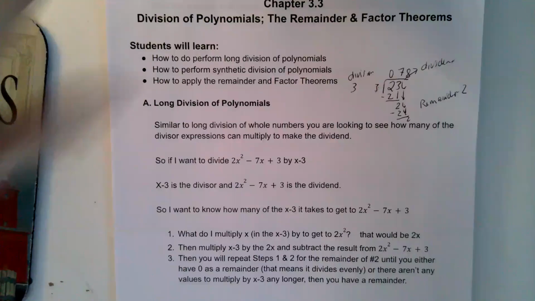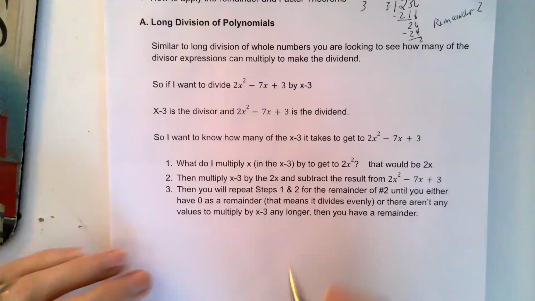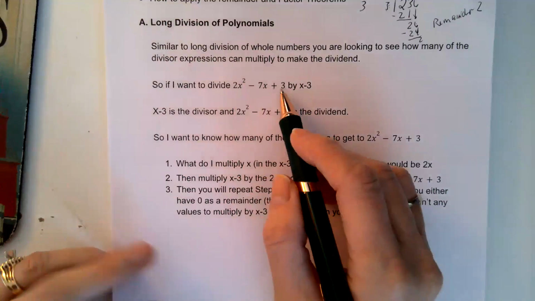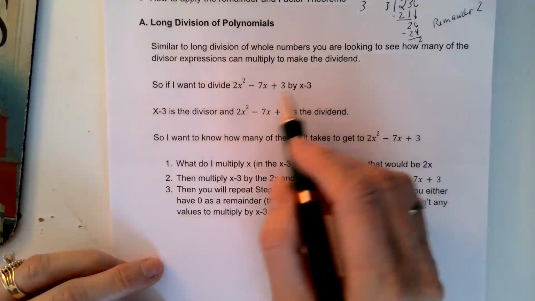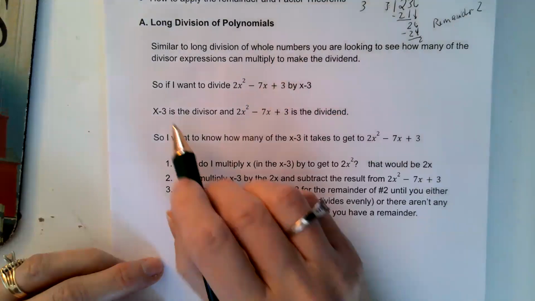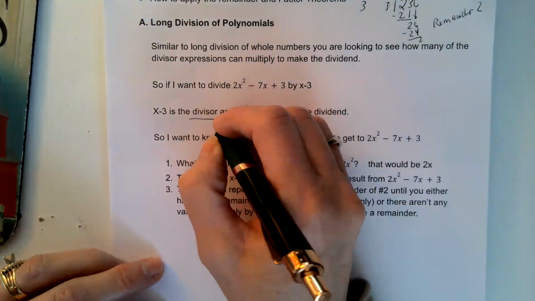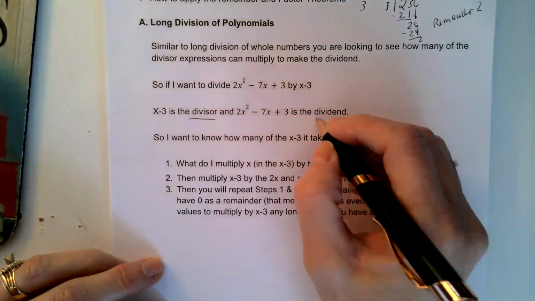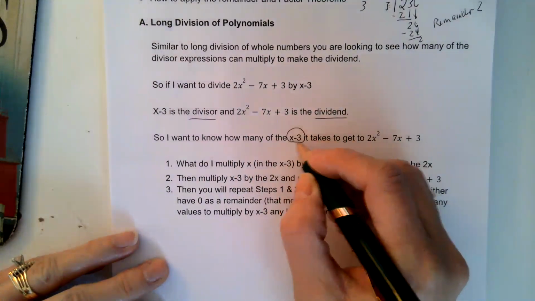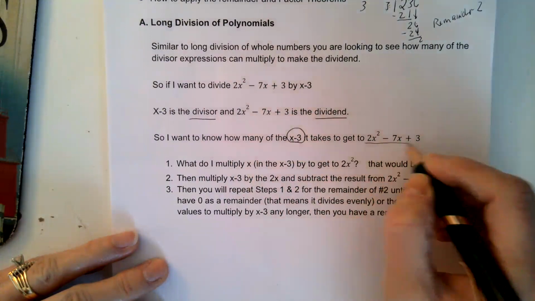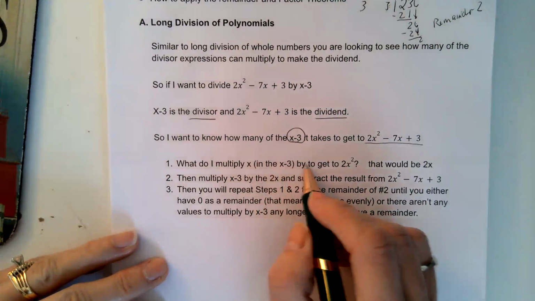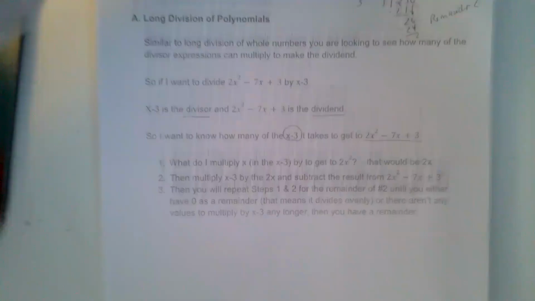Okay, so we're going to do something similar. So let's say I wanted to divide 2x squared minus 7x plus 3, this polynomial, it's a trinomial, and divide that by x minus 3. So I'm trying to figure out what can multiply by x minus 3 to get to this polynomial. X minus 3 is my divisor, and 2x squared minus 7x plus 3 is my dividend. So I want to know how many of these x minus 3's it takes to get to this polynomial. So I'm going to ask myself, what do I multiply x by in the x minus 3 to get to 2x squared? So I'm going to walk you through this.